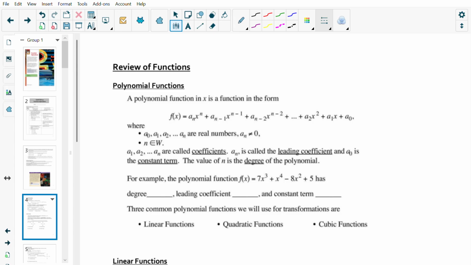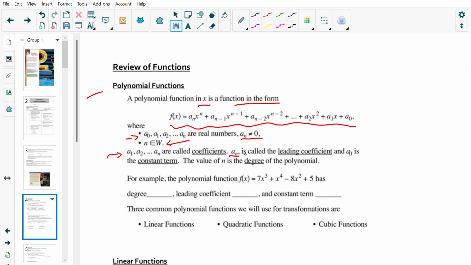First, we have polynomial functions. A polynomial function in x is a function of the form, okay, where all the a values are real numbers and a does not equal 0, and n is an element of the whole numbers. The a's are called coefficients.